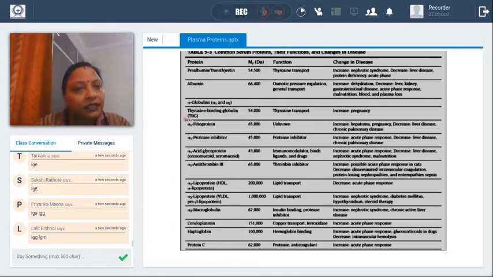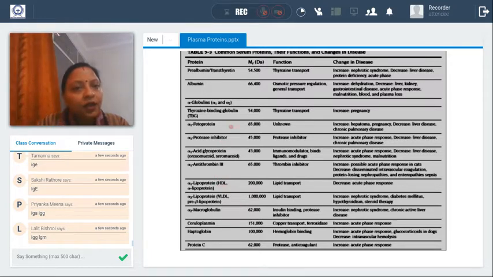Then next category is alpha globulin. Further, it is classified into alpha 1 and alpha 2. So these are alpha 1 globulins: thyroxine binding globulin, alpha 1 fetoprotein, alpha 1 protease inhibitor, alpha 1 acid glycoprotein, or we can say orosomucoid, alpha 1 antithrombin, and alpha 1 lipoproteins like HDL.